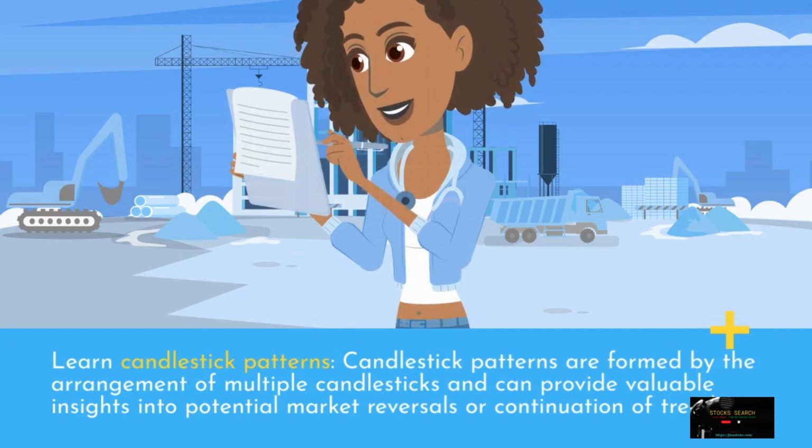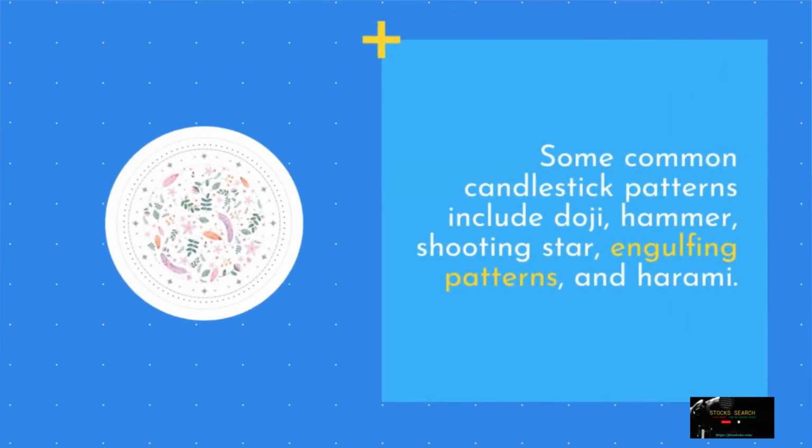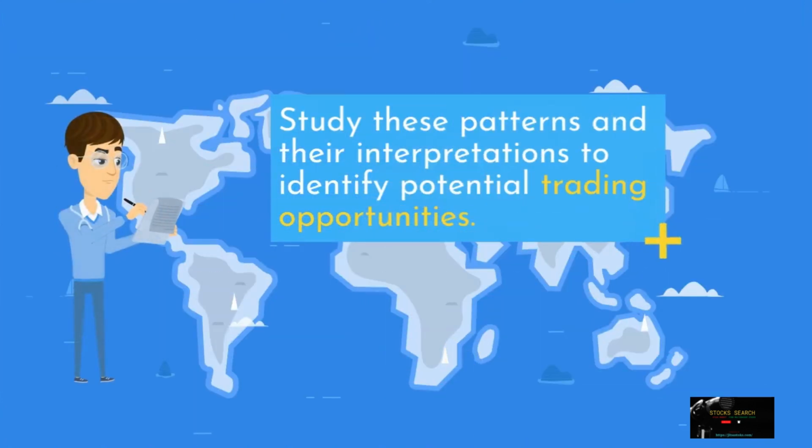Learn candlestick patterns. Candlestick patterns are formed by the arrangement of multiple candlesticks and can provide valuable insights into potential market reversals or continuation of trends. Some common candlestick patterns include doji, hammer, shooting star, engulfing patterns, and harami. Study these patterns and their interpretations to identify potential trading opportunities.